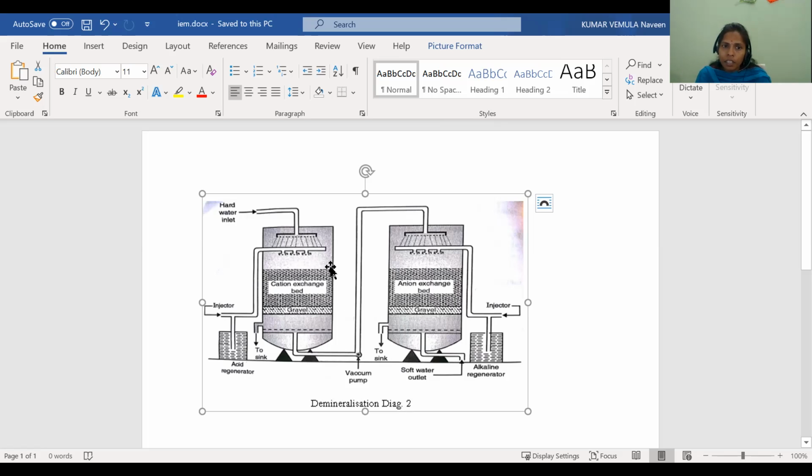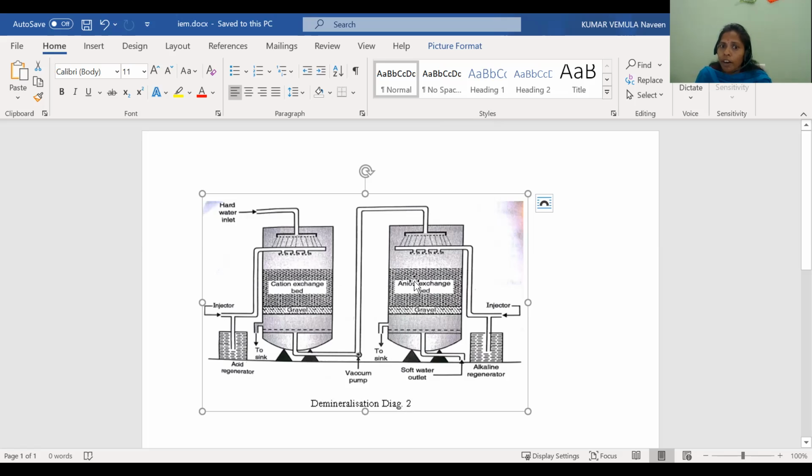So here, this resin is washed with the acid. This is the acid regenerator. When we are passing acid, what is meant by the acid? Acid is nothing but the solution which contains H+ ions. These H+ ions are replacing the Ca2+ and Mg2+ at the resin. So when Ca2+ and Mg2+ are replaced, again we will get RH. What is RH here? Cation exchange resin.